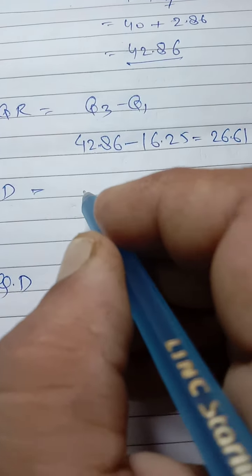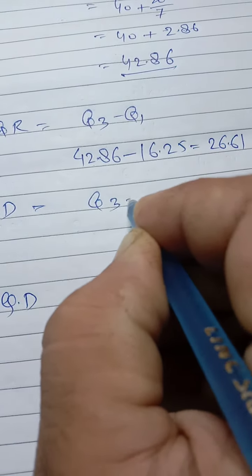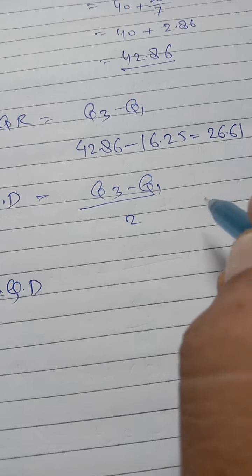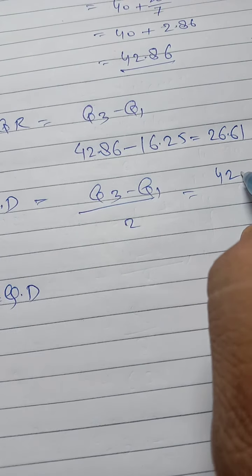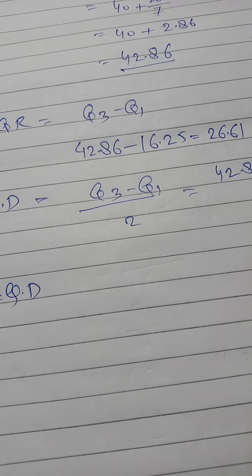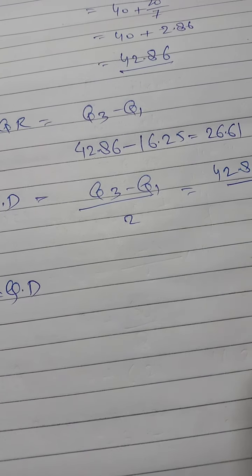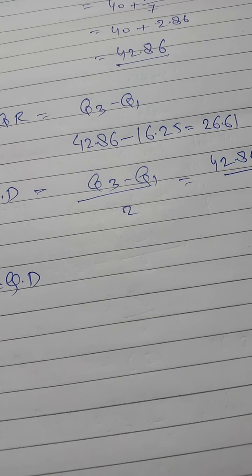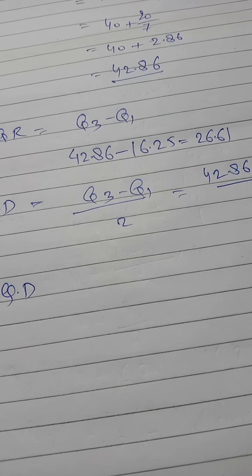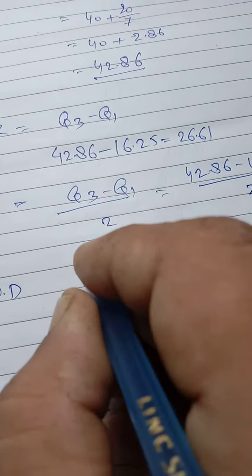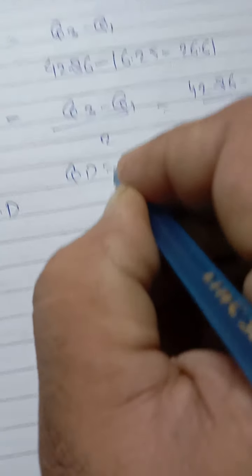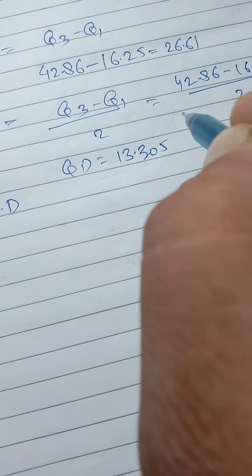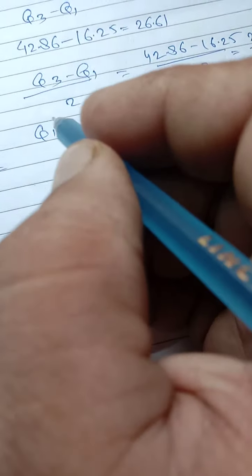Now we are moving to the quartile deviation. The formula is Q3 minus Q1 divided by 2, and we are putting 42.86 minus 16.25 upon 2. So that is 26.61 upon 2. So it will be 13.305. Your answer QD is 13.305.